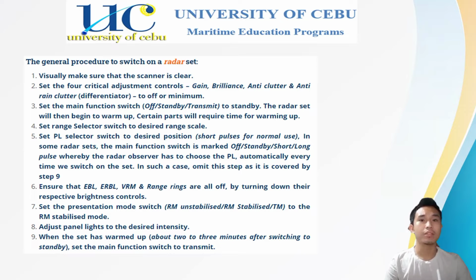In some radar sets, the main function switch is marked off, standby, short, long pulse, whereby the radar observer has to choose the PL automatically every time we switch on the set. In such case, omit this step as it is covered by step 9. Sixth is ensure the ABL, ERBL, VRM, and range rings are all off by turning down their respective brightness controls. Seventh is set the presentation mode switch, RM unstabilized, RM stabilized, or PM, to the RM stabilized mode.